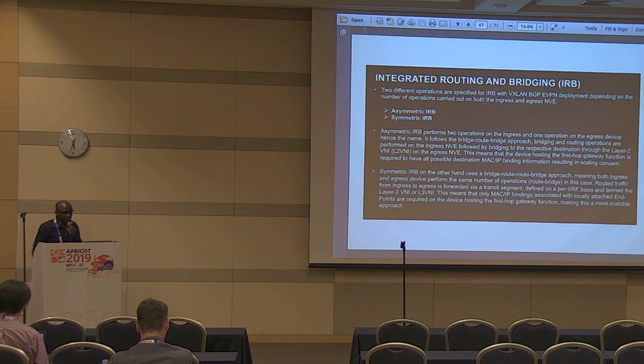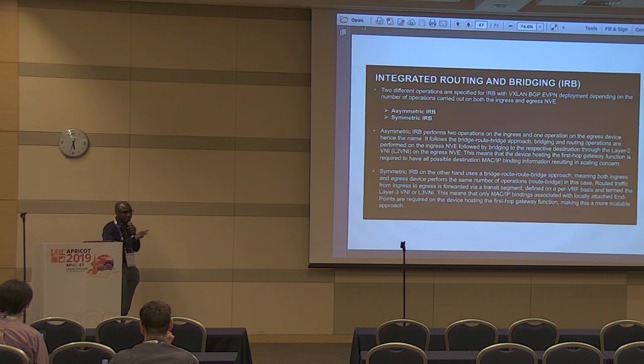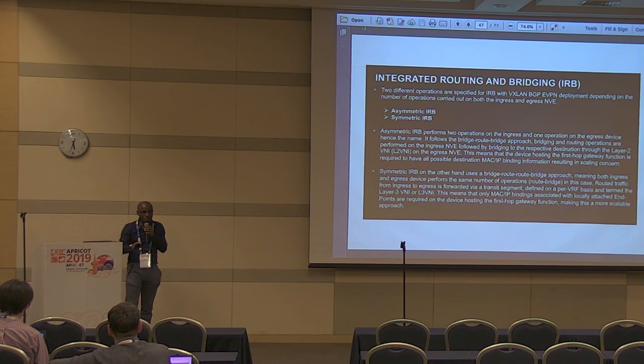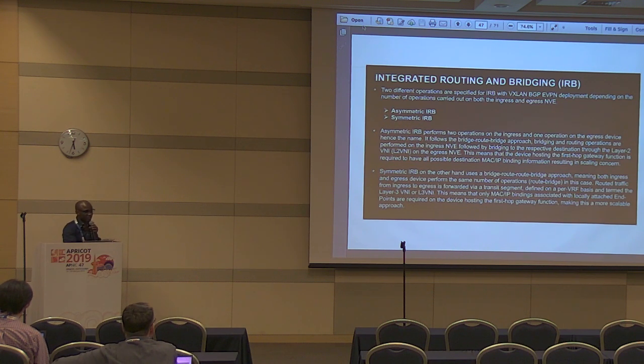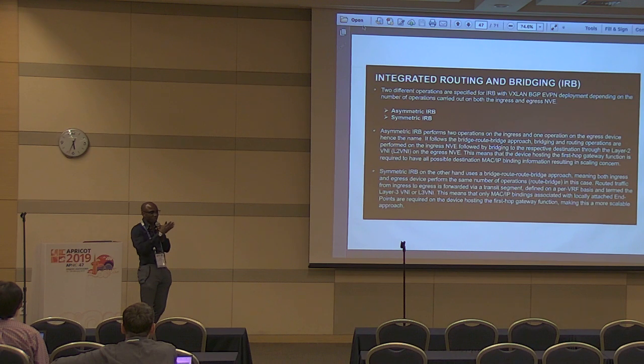Integrated routing and bridging. So at a high level, the RFC actually defines two types of integrated routing and bridging. We've got the asymmetric IRB and the symmetric IRB. This is different from asymmetric routing or symmetric routing. These are completely different things. So to avoid the confusion, the asymmetric and the symmetric IRB is just telling you how many operations are performed by the ingress PE and the egress PE.